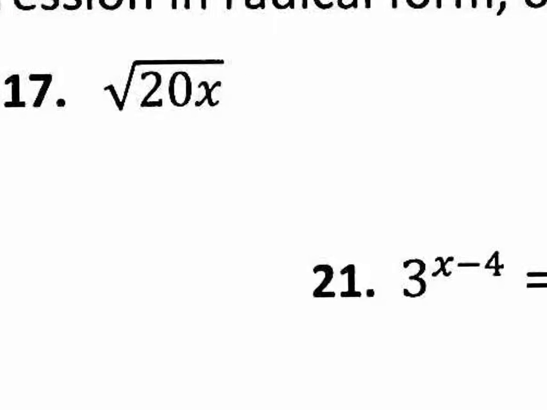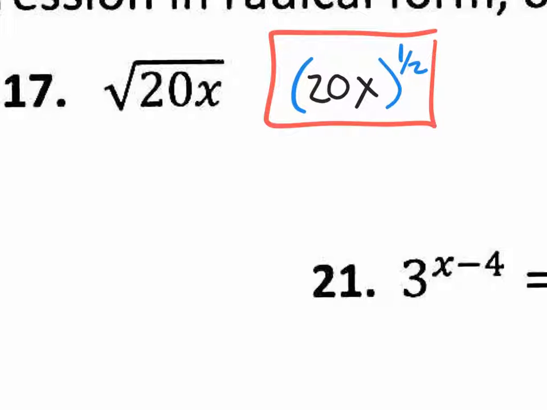So this one's radical form, they want you to change it to exponential form. So right here, notice that the whole thing, 20 and x, are in the square root. So the whole thing, 20 and x, are going to be in parentheses to the power of 1/2. And that's it. That's your answer. That's like free points, right? Everybody should get this stuff right. Don't mess up on it.